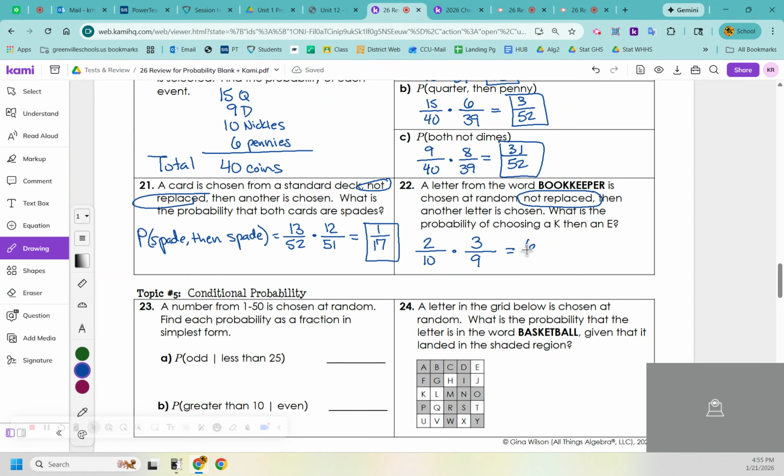2 times 3 is 6 over 90. 3 goes in both of those, so 2 out of 30. Shoot, 2 goes in both of those. I said 2, I meant 3. So 6 must go in 90. Because then that'd be 1 out of 15. Just put it in the calculator.